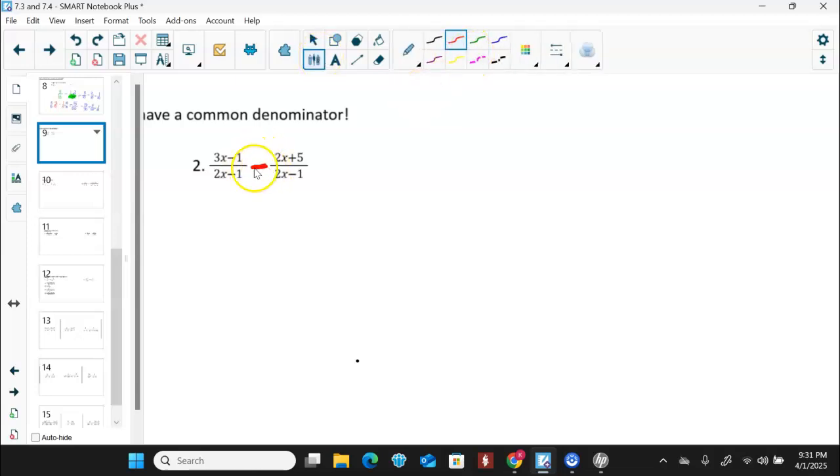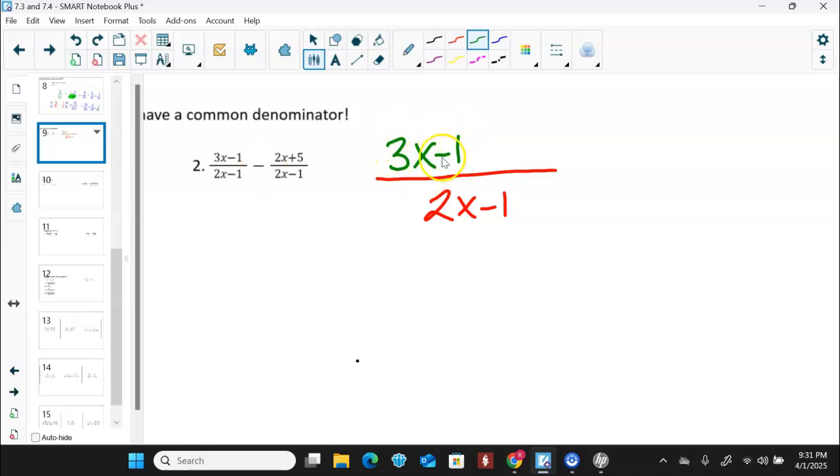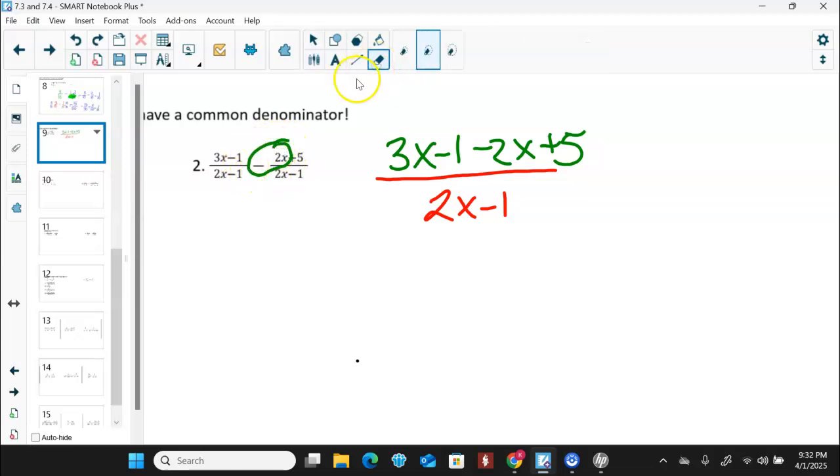There is a very, very important method when it comes to subtraction: treating it as you subtracting the entire fraction, okay? So what do I mean by that? If I'm putting it together, I'm going to use the 2x minus 1 as the denominator, okay? Now, when it comes to the top, you cannot write it this way, 3x minus 1 minus 2x plus 5. That is not correct. The negative 2x is not the only one that is going to be negative. You're subtracting the entire fraction.